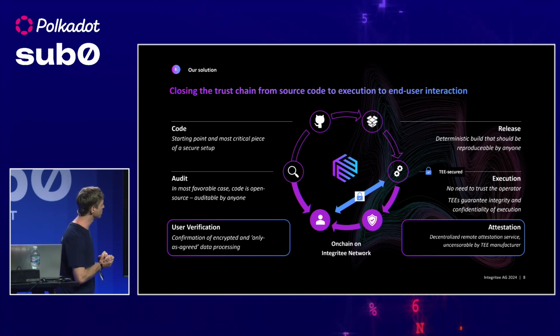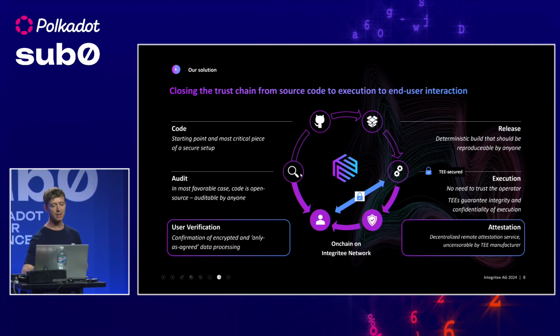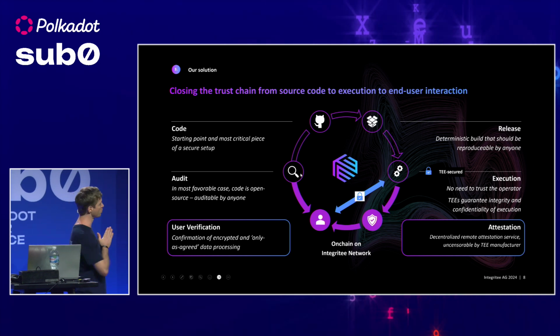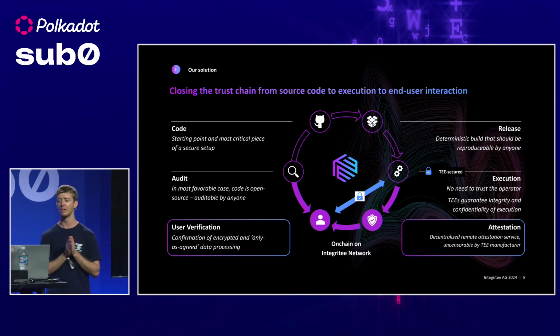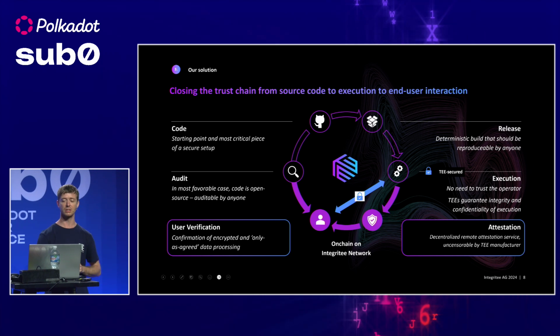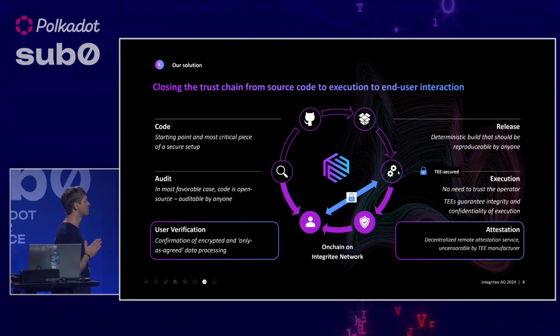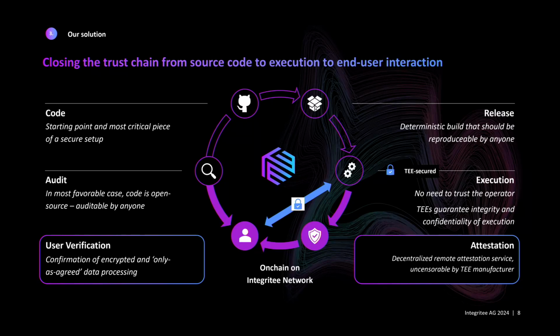Another quite loaded slide. Please, for now, only focus on the circle we have here, how we close the trust chain from source code to end user interaction. So hopefully we have open source code. This open source code is built, it is deployed, and the deployment can be anywhere. We don't have to trust the operator because of the TEE guarantees, as I explained before.